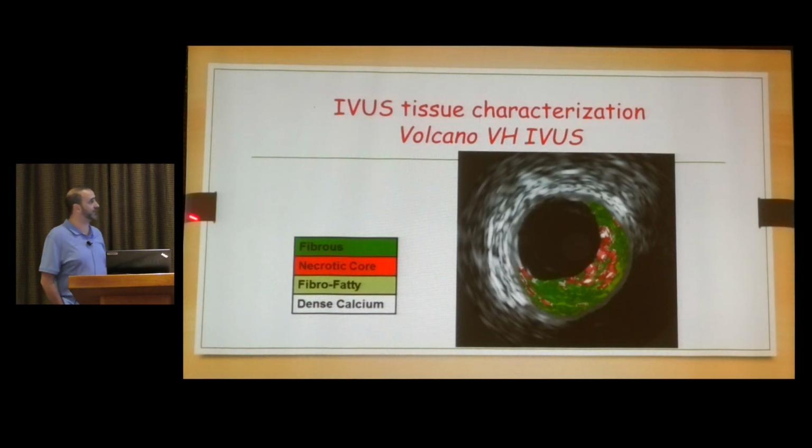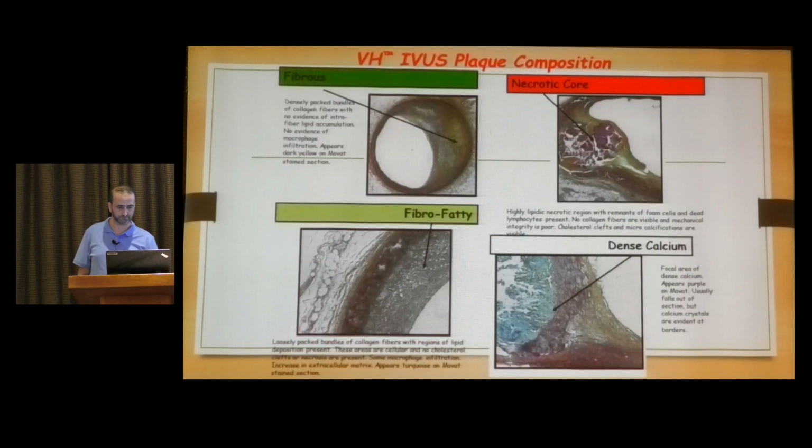This is virtual histology, where available by Volcano, where the tissue in the plaque is given different colors. Green for fibrous, red for necrotic core, fibrofatty in the lighter green, and the dense one is calcium. And so we can quantify our plaques. For example, this plaque has a lot of fibrous tissue and necrotic core. The more necrotic core you have, the more vulnerable the plaque is, and the more likely that plaque can rupture and give you an event.